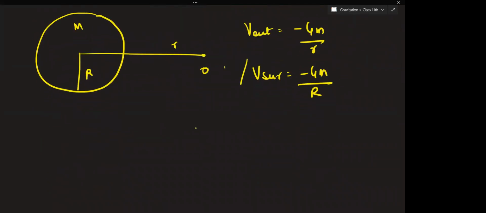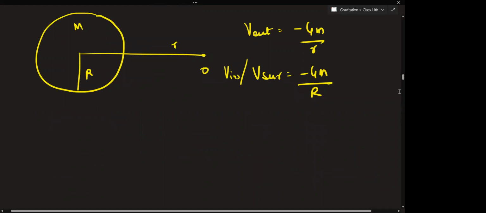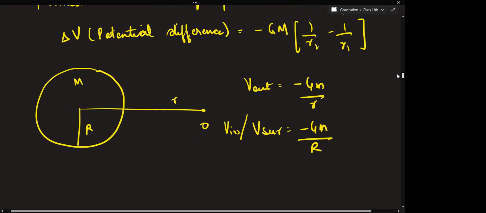Outside and inside and surface, both are the same. So this is V surface or V inside. And at the center also the same thing. Center, inside, surface, this is just the difference that will come. But this is valid for a hollow sphere. This is valid for a hollow sphere.